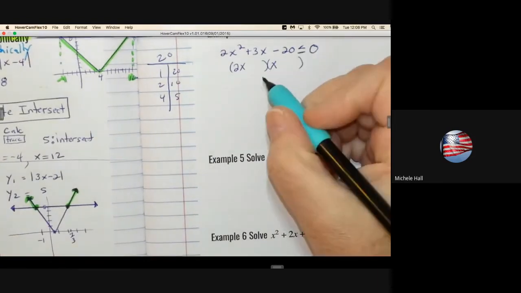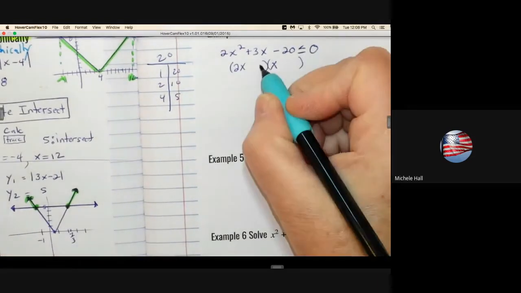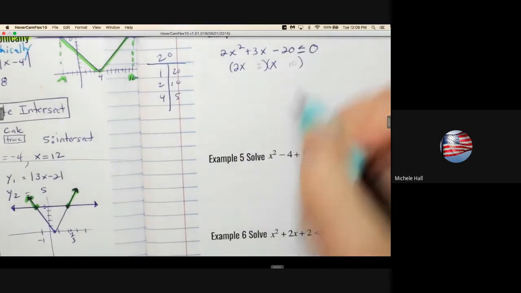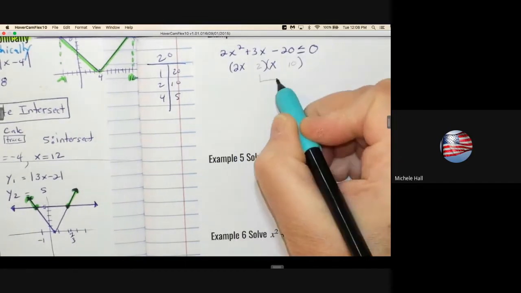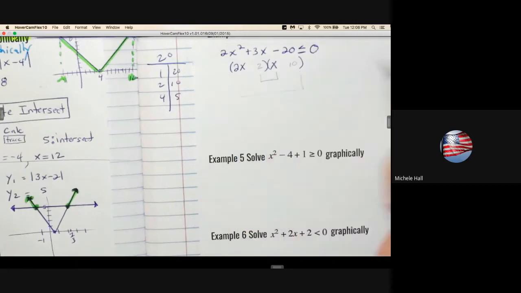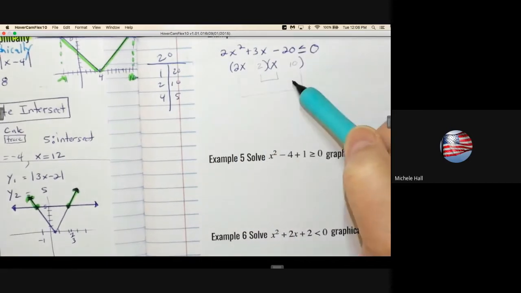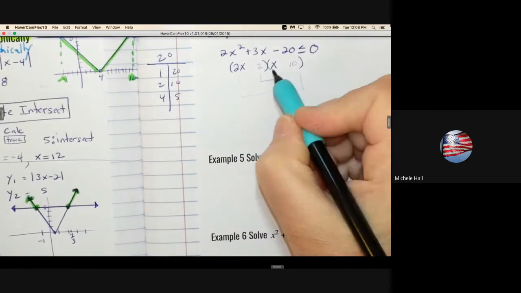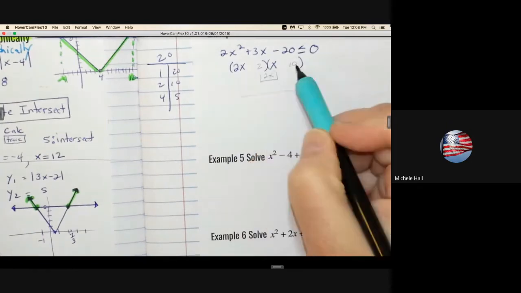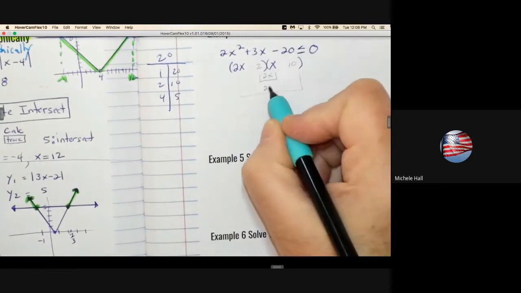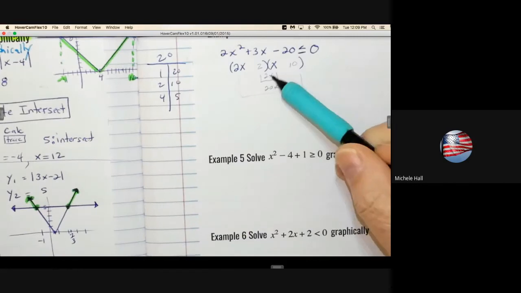I'll start with 2 and 10. I'm looking at the inner and the outer to see a number for the middle term. 2 times x is 2x. 2x times 10 is 20x. Can I ever get 20 and 2 to add to 3? No.